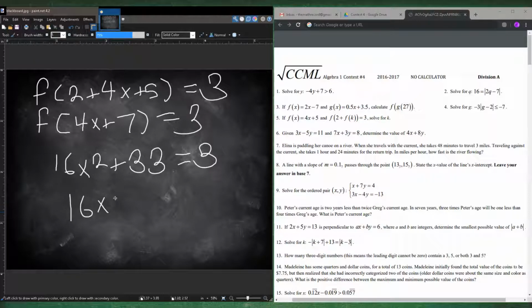So yeah, 16x squared is equal to negative 30. So x is equal to negative 15 over 8. X squared, I mean. Oops, sorry.